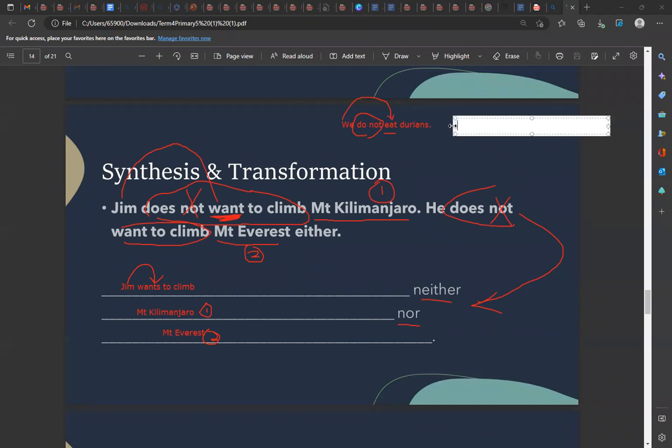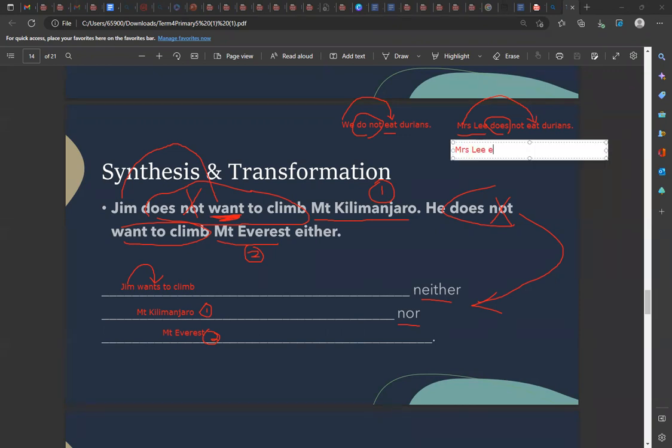So let me give you another example. Mrs. Lee does not eat durians. Now in this case, Mrs. Lee is a singular noun. However, because there is the word do or does, we use the root word, which is eat, instead of eats, even though Mrs. Lee is a singular noun. Because if you recall, usually for singular noun, we use the word which ends with S. We will add an S behind. So for example, he eats durians. Mrs. Lee eats durians. Okay, so if there's no does, we would say Mrs. Lee eats durians.